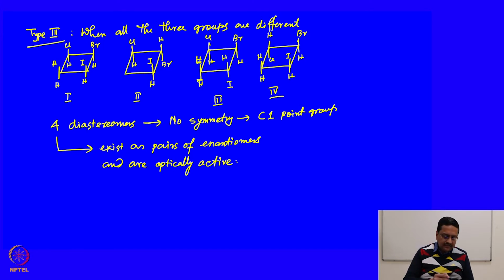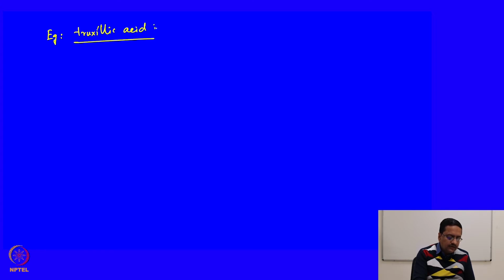So, now we can extend this to tetrasubstituted cyclobutane derivatives, and in that the known example is truxillic acid. Let us see the possible different isomers of truxillic acid, which is a tetrasubstituted cyclobutane derivative. So, let us quickly draw the isomers that are possible for truxillic acid.